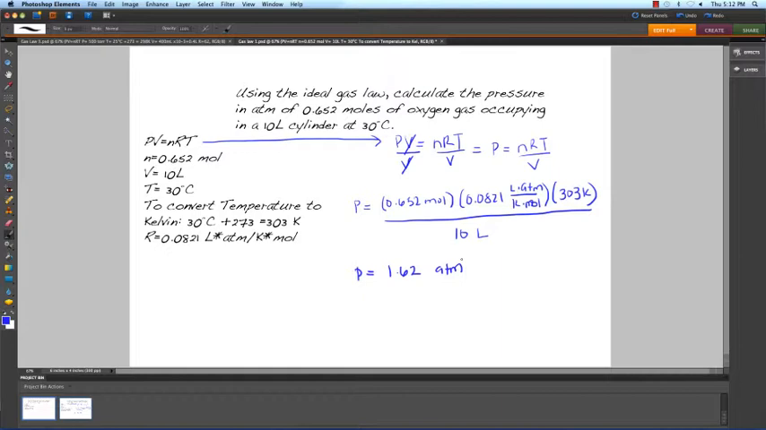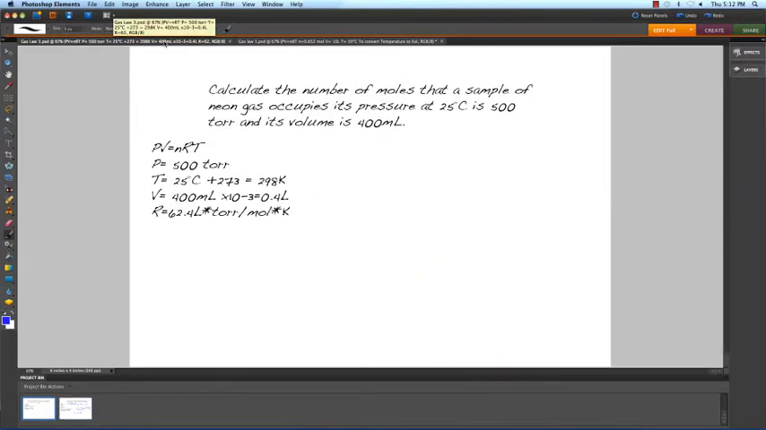Now the next problem is a little bit different, and you'll see how. The problem states, calculate the number of moles of a sample of neon gas at a pressure of 500 torr at 25 degrees Celsius and with a volume of 400 milliliters. As you can see again on the left-hand side, we write out the ideal gas law and the values that are given. Now, as you can see, the unit for pressure here is torr instead of atmosphere.